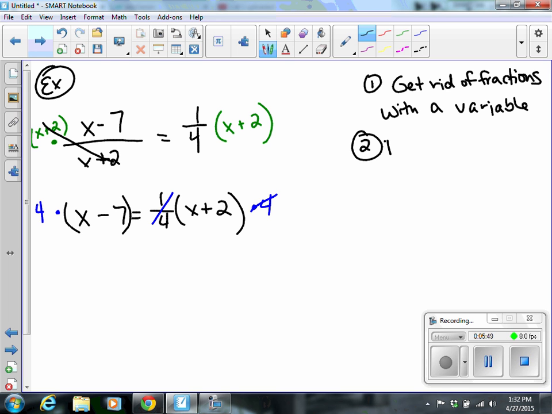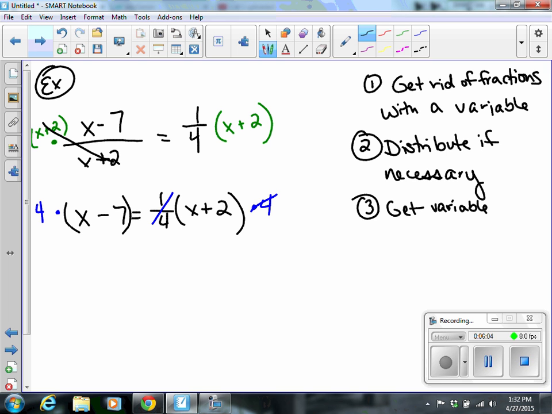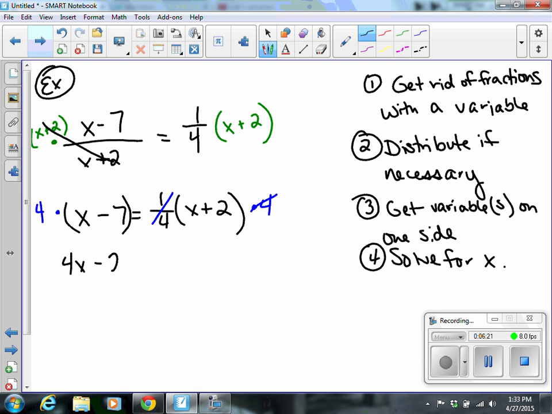Step 2, distribute if necessary. Step 3, get variable on one side. Step 4, solve for x. I mean, this is pretty generic here. So now I'm going to go ahead and distribute. I have 4x minus 28 equals x plus 2.